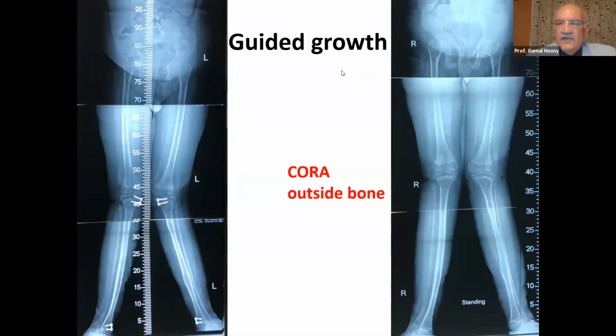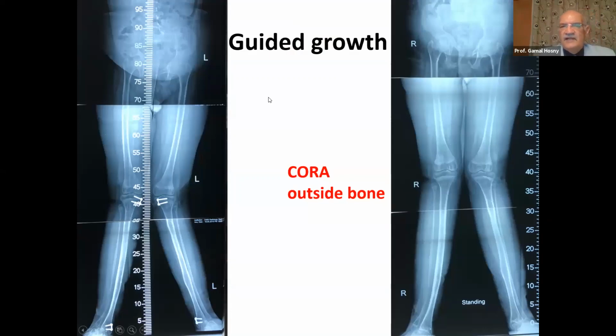You can also use guided growth to correct the deformity, because in such a case you have two CORAs. So we applied guided growth in the upper tibia and guided growth in the lower tibia.